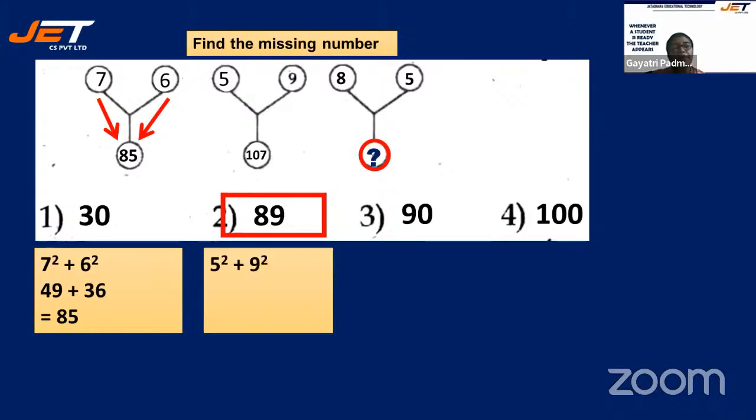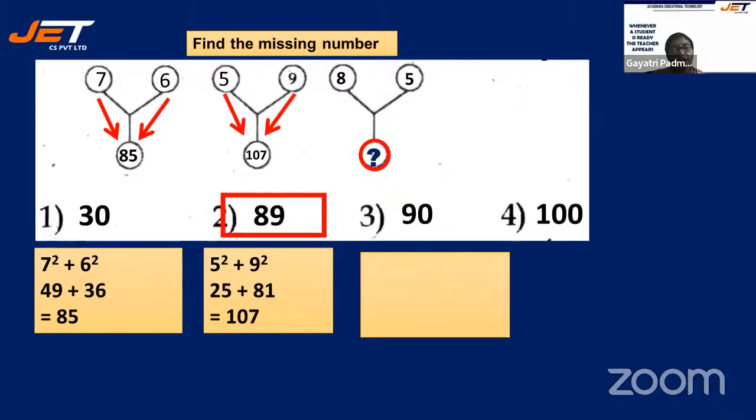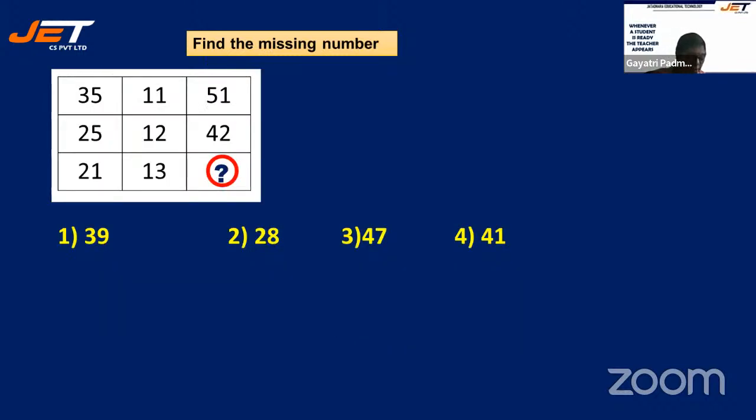Let's try for the second one. 5 square plus 9 square. 25 plus 81, you are getting 107. Similarly, 8 square plus 5 square. 64 plus 25, you are getting 89. Alright, students. So your mind should actually work very swift when you're doing mental ability. I hope you all would have understood how we have got 89. See the next sum.